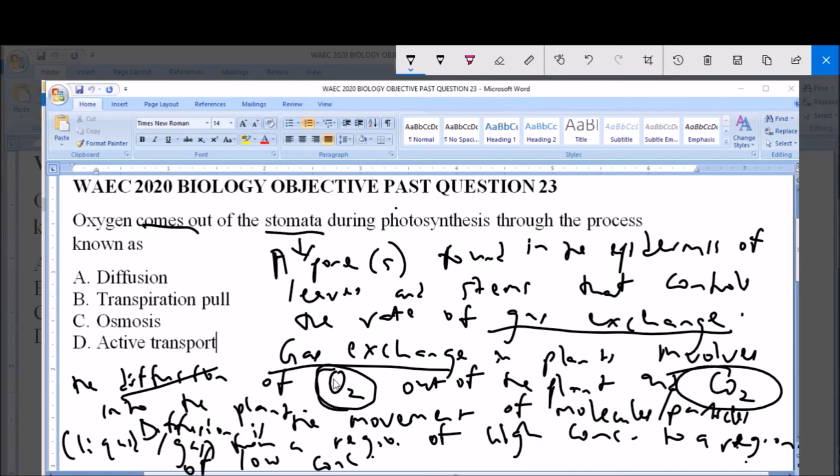So you can see that you have the movement of the oxygen molecules from the region of high concentration, where it is more within the plant, to a region of lower concentration, which is outside. So, as we've rightly established, diffusion is the process by which oxygen comes out of the stomata during photosynthesis.